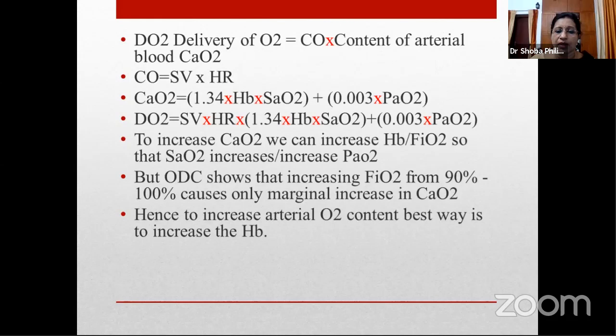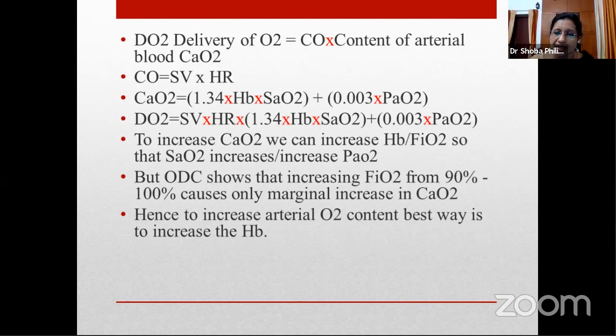content. This is very important because many a times I see the junior anesthetists, when they see that the saturation is coming down, they try to increase the FiO2 in the ventilator. So what we should understand is that we are not going to gain much, only a marginal increase. So what is the best variable that we have to increase the arterial oxygen content? It is the hemoglobin. So always optimize your hemoglobin.